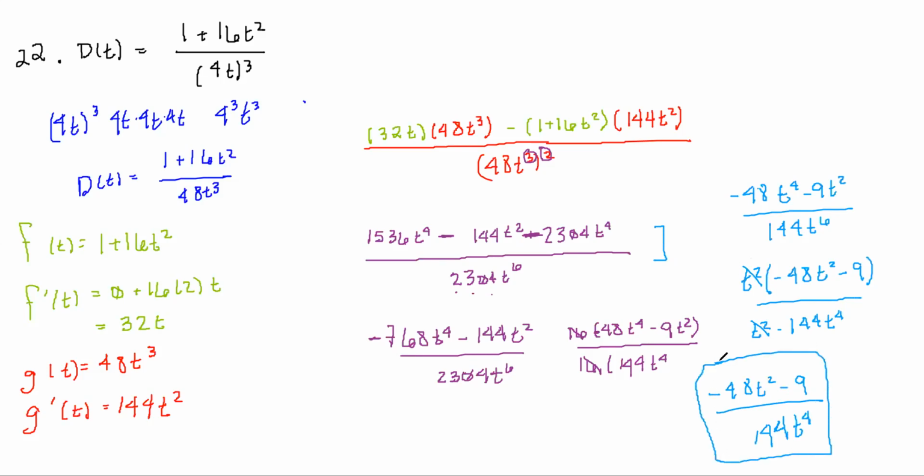That's one of the unfortunate things about the quotient rule, is that it gets pretty messy pretty quickly. But fortunately, we do get it to work out kind of nicely at the end of it all.